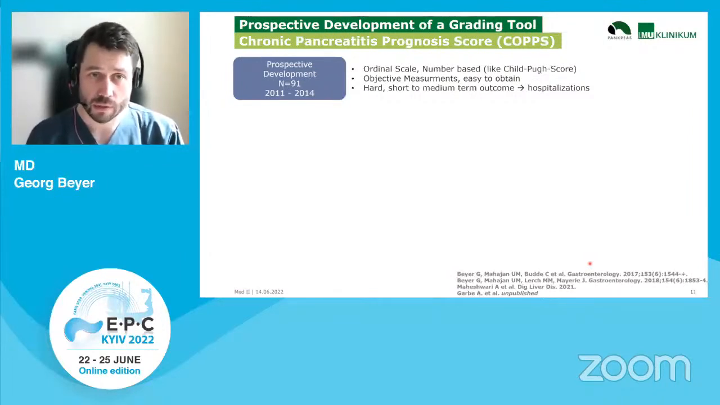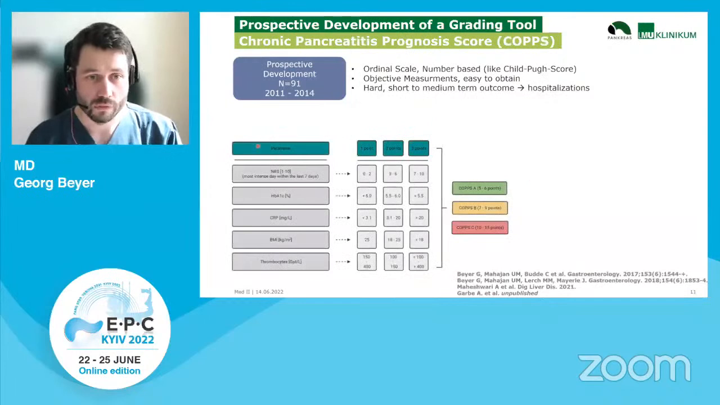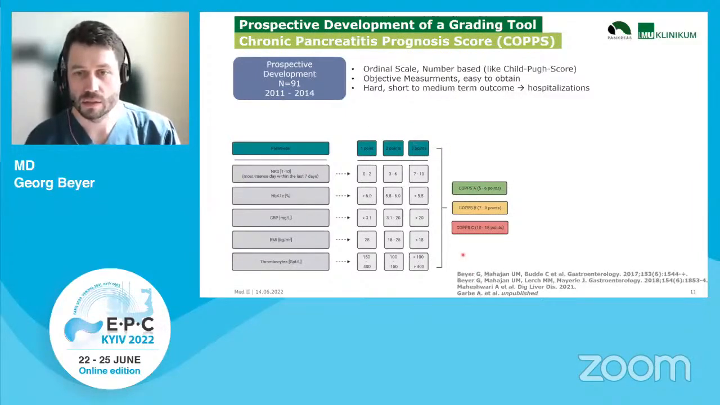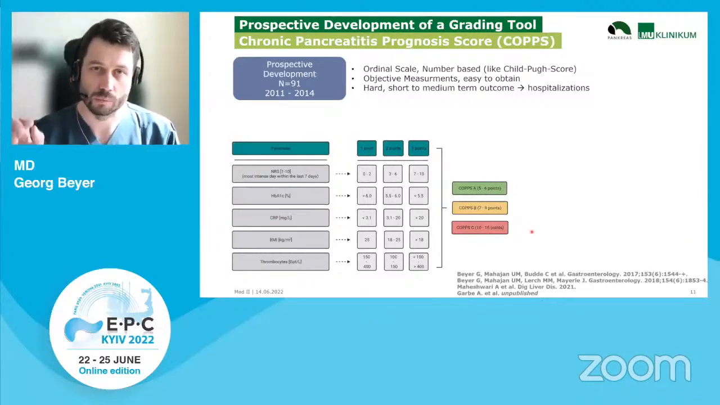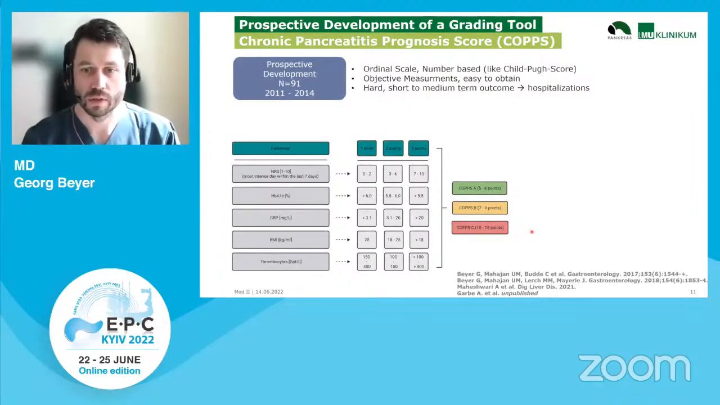It was developed prospectively in a group of 91 patients in 2011 to 2014, and after evaluating about 20 parameters we came up with 5 that, in our eyes, were relevant and, more importantly, well correlated with the primary endpoint, which were the intensity of pain, HbA1c, CRP, BMI, and platelet count. Then again, points were allocated 1, 2, 3, depending on the deviation from normal. These points were summed up, 5 to 15, and you can make 3 groups, which again is uncomplicated: mild, medium severe, and very severe. And these groups correlate to the risk of hospital admission.